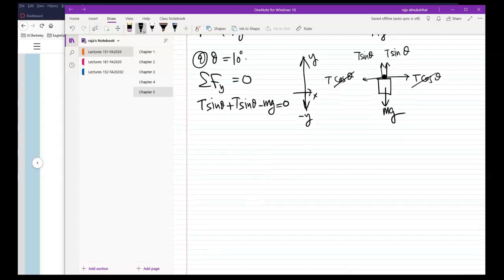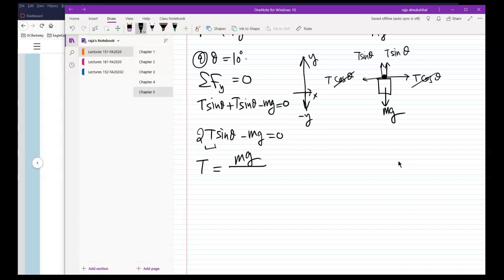So that's equal to 2T sine theta minus mg equals 0. Now I can solve for T. He wants the tension, so I can do it in one shot. T equals mg over 2 sine theta. There we go. I have an expression for it. Done. You just plug in the numbers, right?